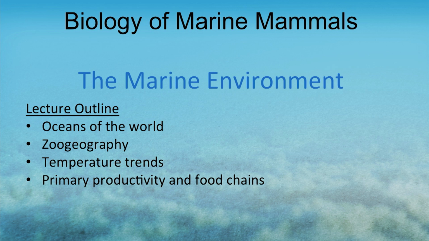And from there, we're going to turn to 2 major forces that determine a particular marine mammal's zoogeography, or where they live. Those are going to be sea surface temperatures and also where their food is. Where their food is ties into a special concept known as primary productivity. Okay, let's go ahead and get started by looking at the world's oceans.